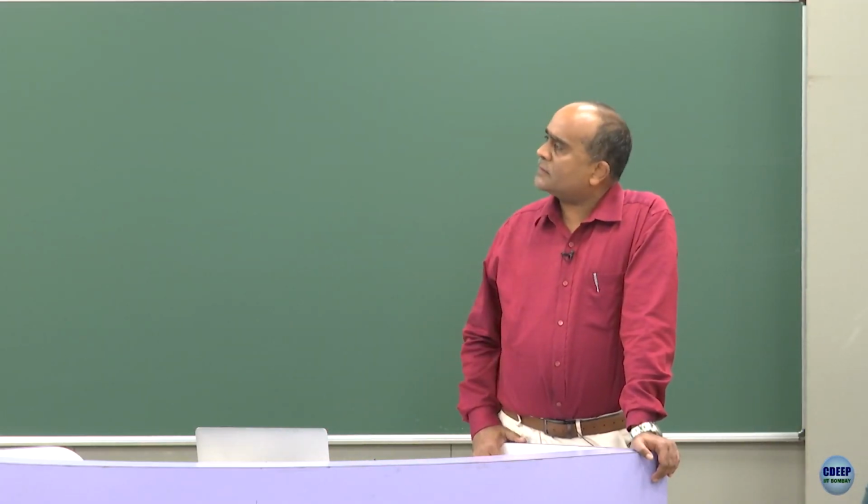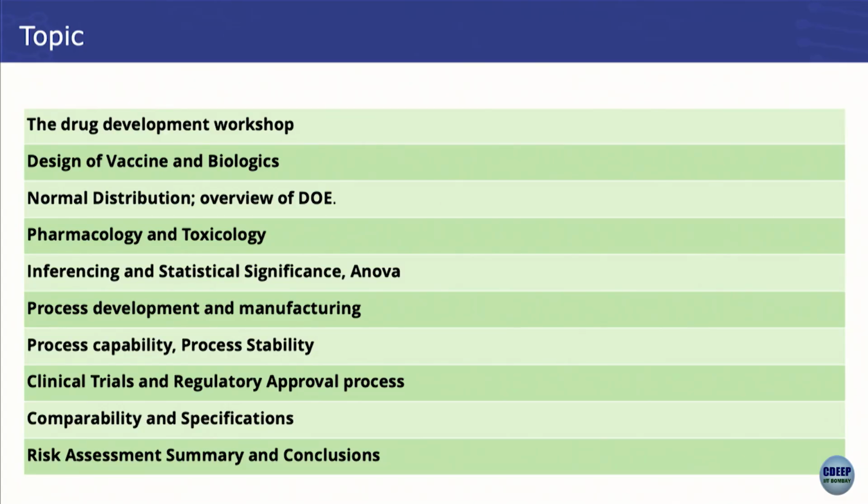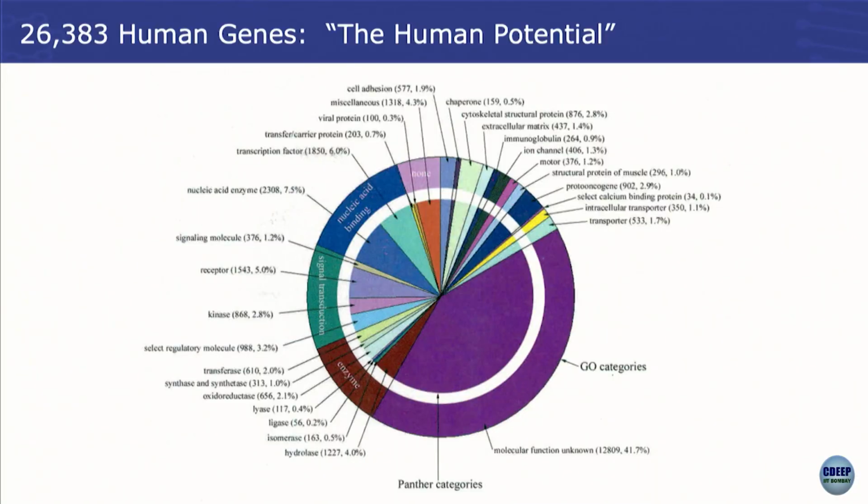So, we will be starting with design of vaccine and biologics, understanding the normal distribution, design of experiment, right, pharmacology, toxicology, inference and statistical significance, some ANOVA tests and all those we can learn, process development, manufacturing, process capability, process stability, because finally we are going to scale it up, and clinical trials, regulatory approvals, and then specification, and finally risk assessment and summary and conclusion. That is what we are going to do in this.